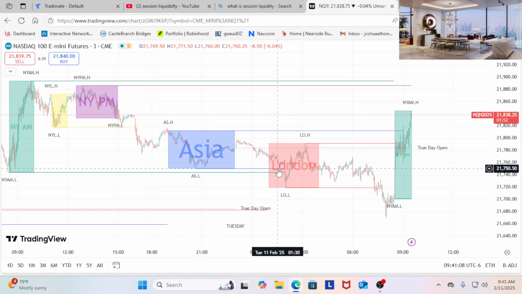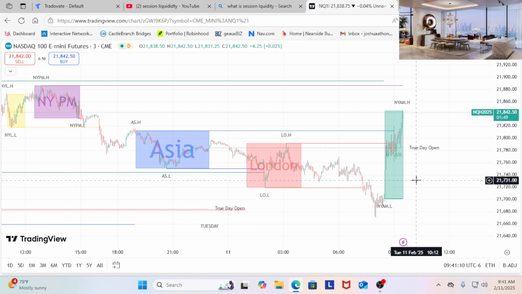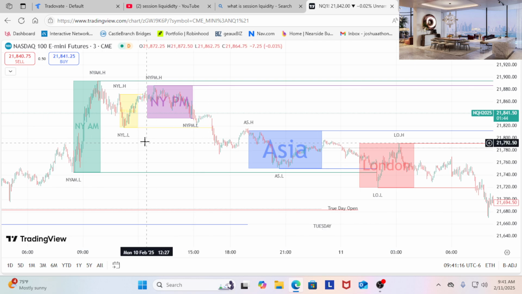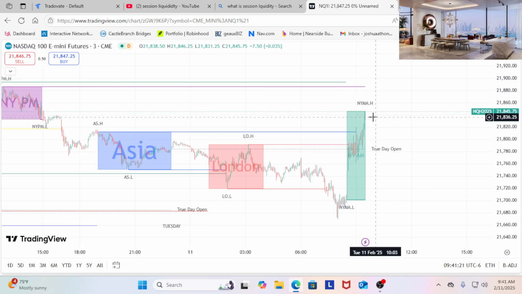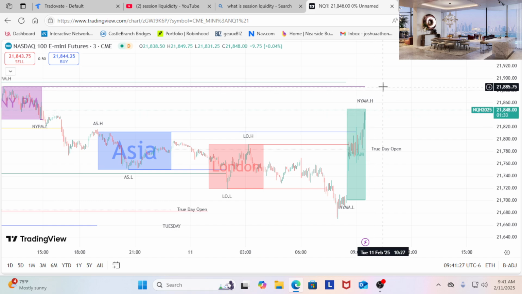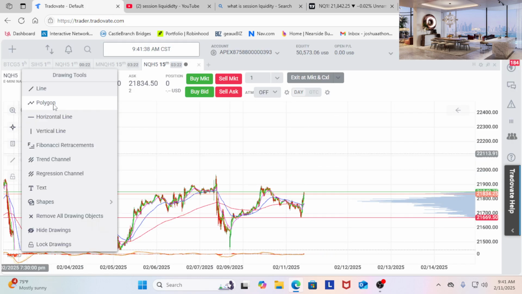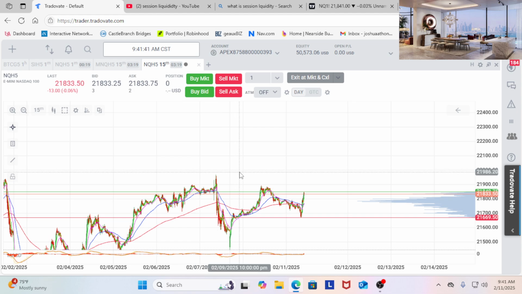Now, this is not financial advice. I'm just assuming, since we took out this liquidity, we took out this liquidity, we took out New York lunchtime's low liquidity, so guess what? My assumption is we are headed to the New York PM session liquidity. So that's going to be the price of 21,886. So let's go to my trade chart and draw a line at 21,886. There we go. Boom.